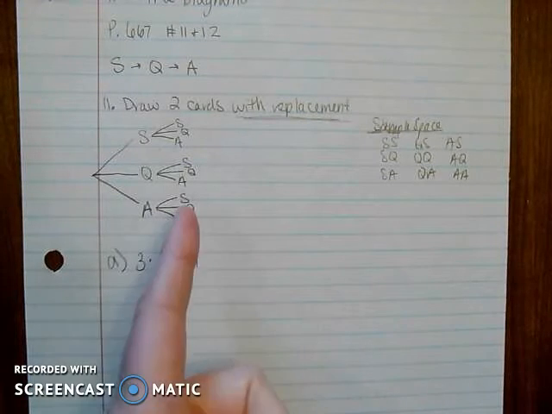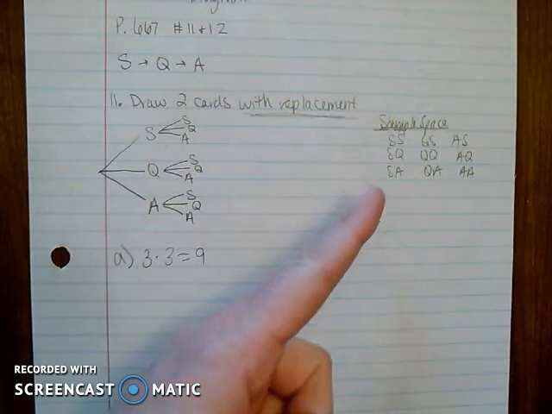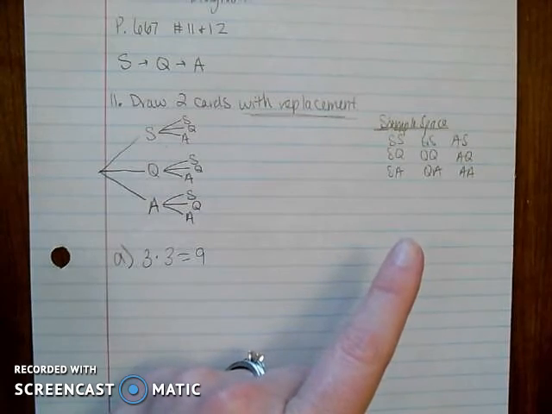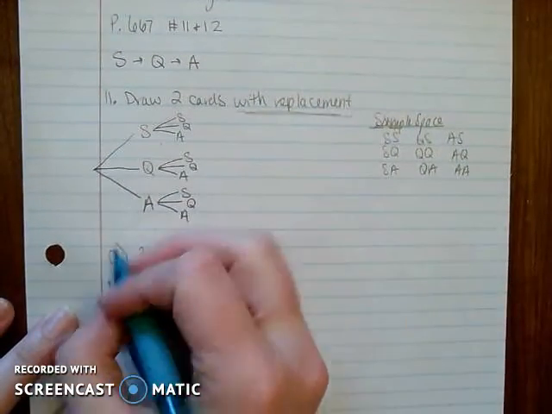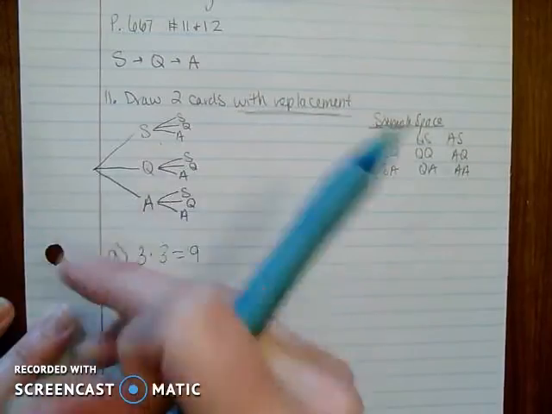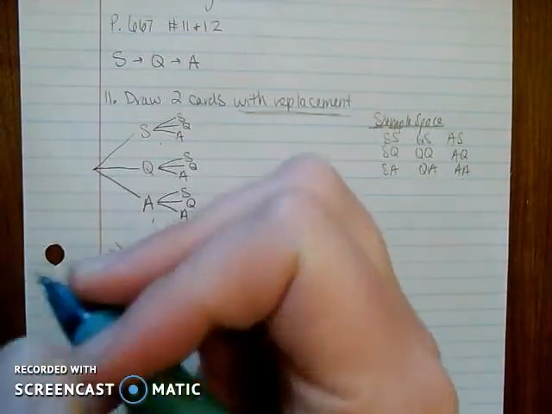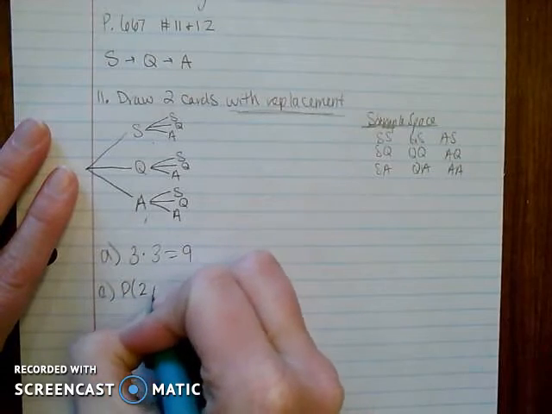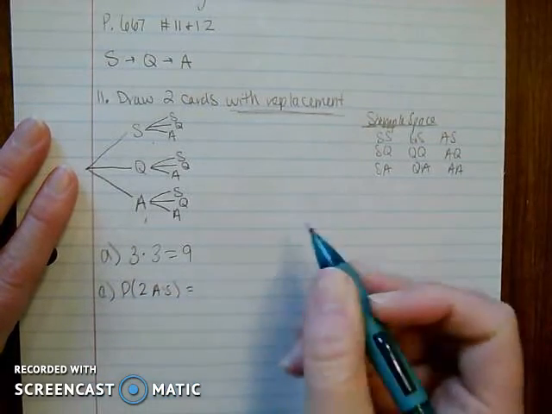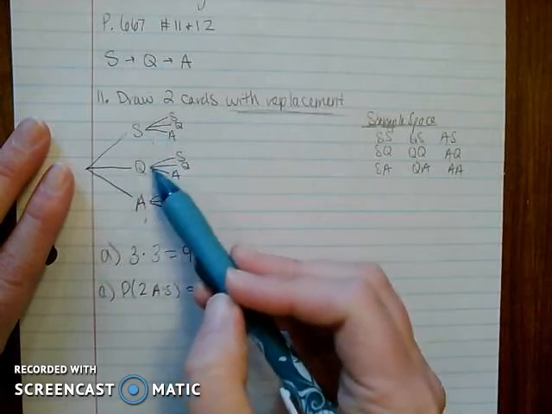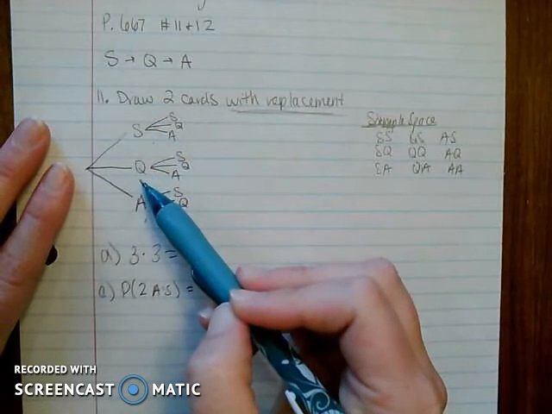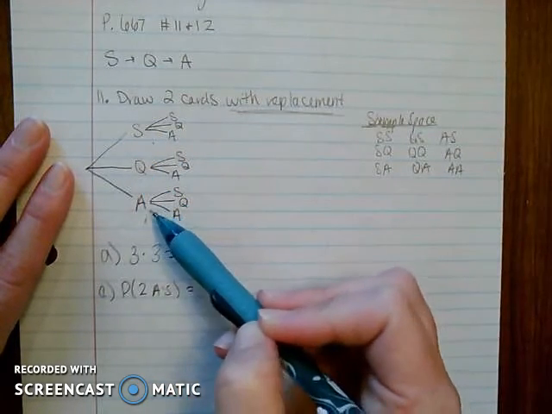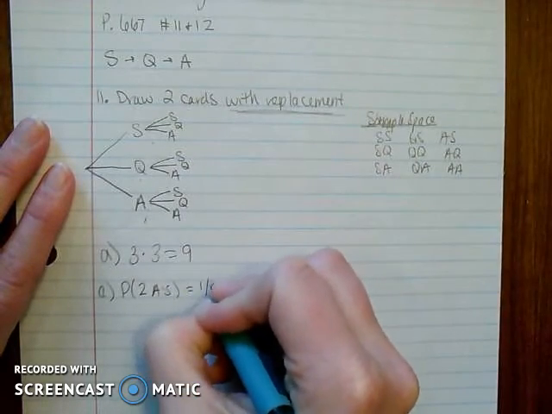All right, part B wanted the tree diagram plus the sample space, but again, you do not have to do the sample space. Part C, now we're going to actually answer the questions. Wants the probability of 2 apples. So I'm just going to put 2 A's. So if you look, obviously none of these work because the first card is a sun or a question mark. So apple, apple. There are 1 out of 9. That's it.